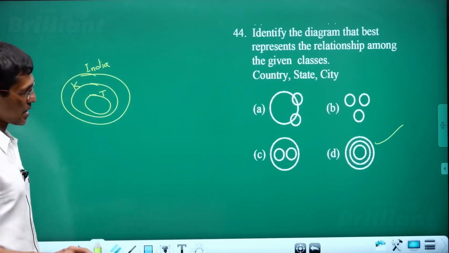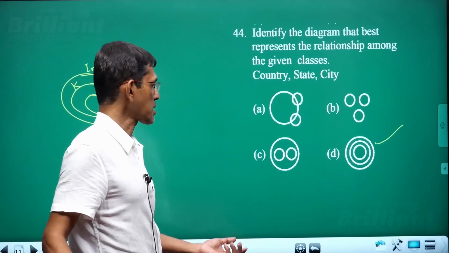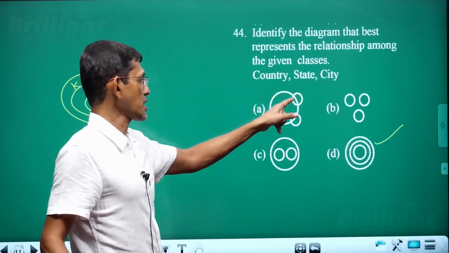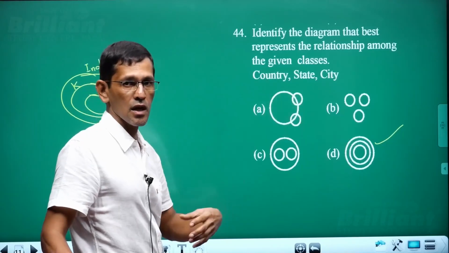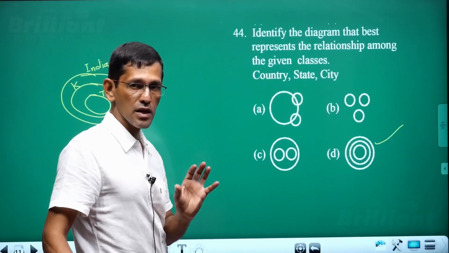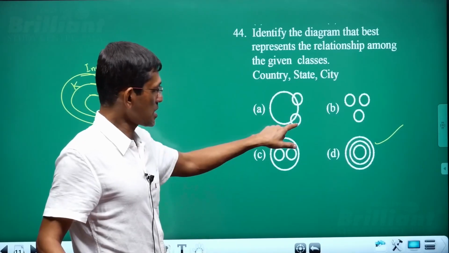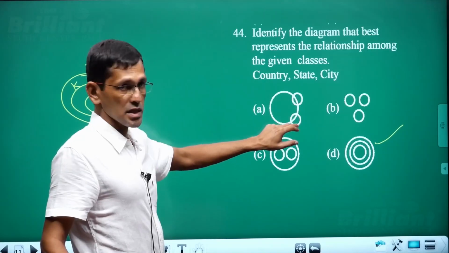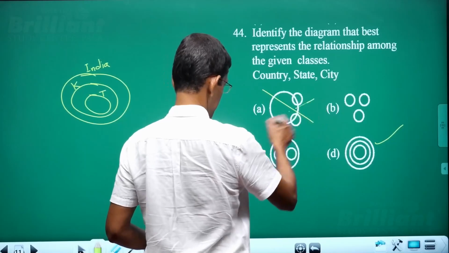Is there any other diagram suitable other than this diagram? Let's check that possibility. So here we take it as country. Then some of the states are outside that country? Well, the states of that country are not going to be outside that country. And cities must be inside some of the states, right? In this case, cities are not inside the state. So that is not going to be the answer.